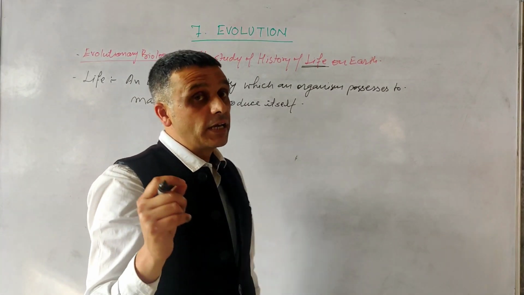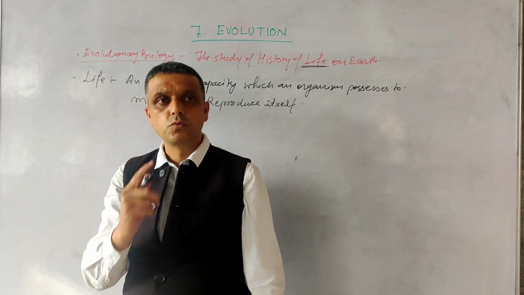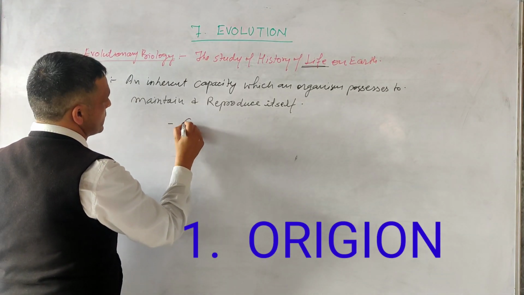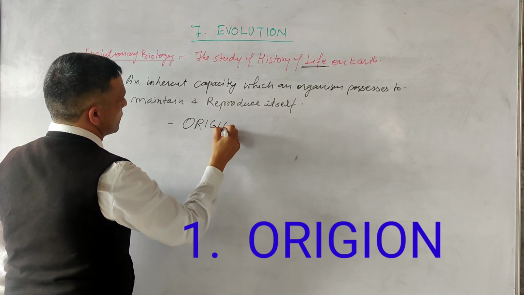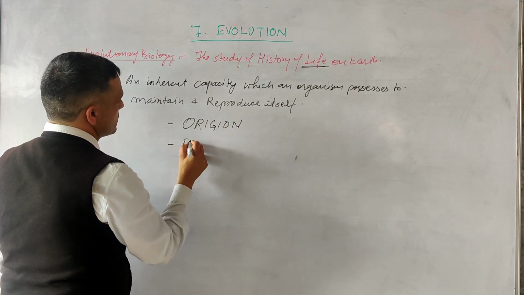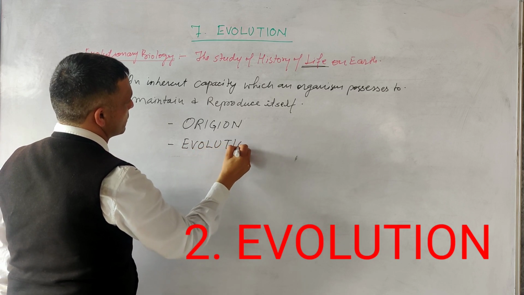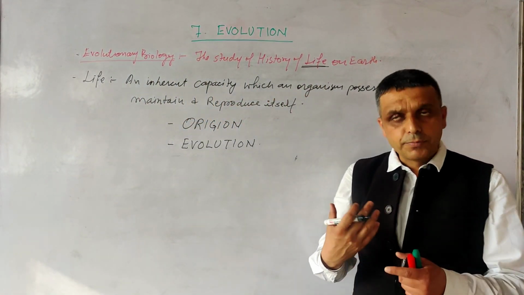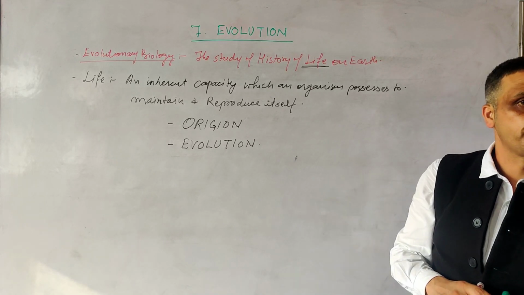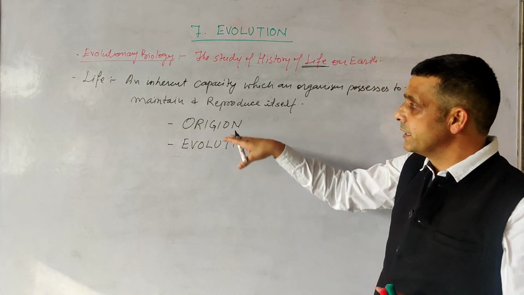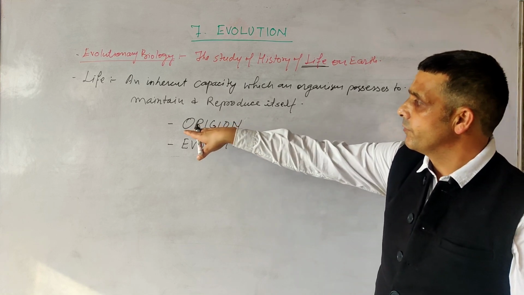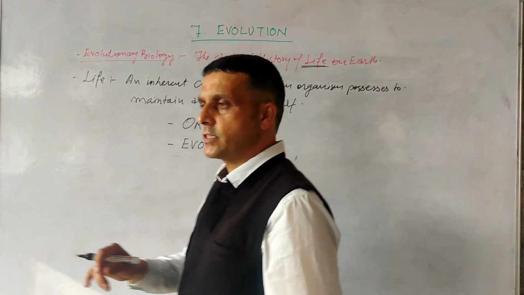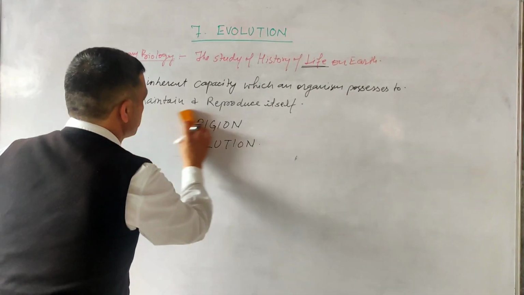And when we talk about history of life, it comprises two main events. And these two main events are, first one is origin and second one is evolution. Simply कि जब लाइफ ओरिजिनेट होगी तभी उसका एवोल्यूशन हो सकता है। और इस चैप्टर को हम इन्हीं दो मेन हेडिंग के तहत पढ़ेंगे। And first one will be origin and second one will be evolution.